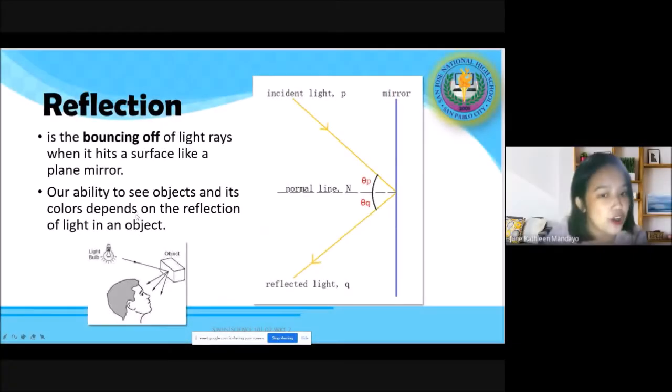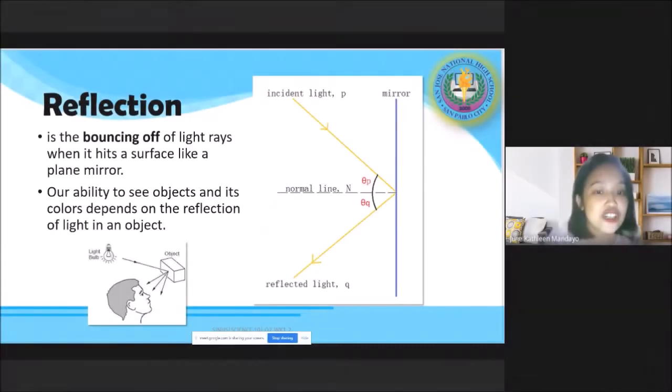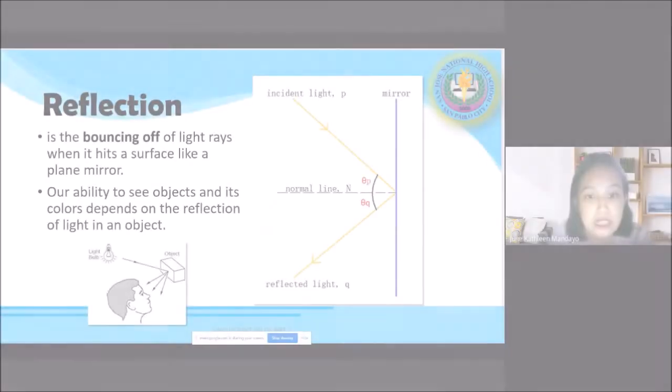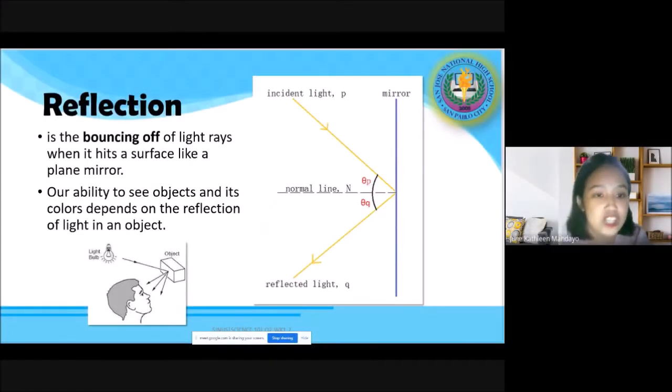Our ability to see objects in its color depends on the reflection of light in an object. So it is reflection which allows us to see specifically the colors of certain objects. That's why you can see, say for example, the leaves of the plant as green. That is because of certain pigment or compound in that leaves, which reflects light. And then sa case na yun, sa dahon, yun yung tinatawag natin na chlorophyll, ang nire-reflect niya yung kulay green na portion ng visible light.